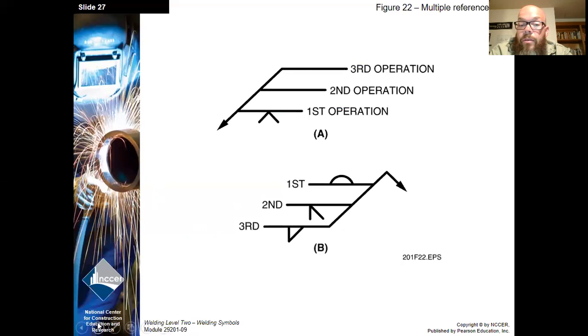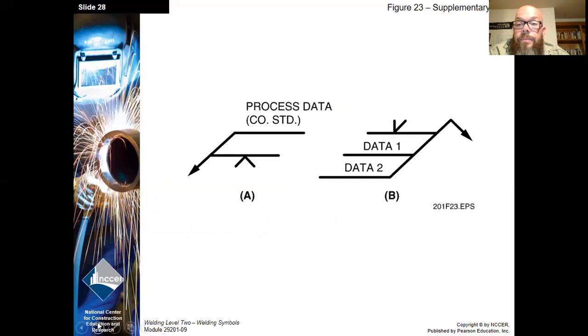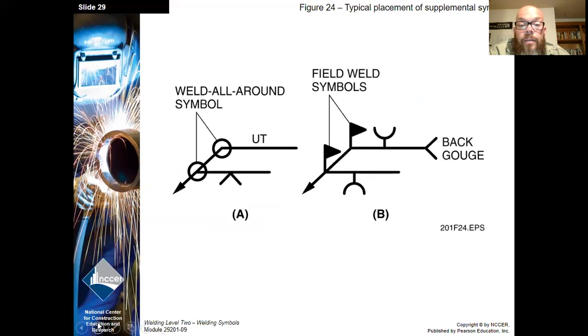Okay, and then when we look at weld symbols with multiple operations on the same joint, the reference line closest to the arrow is always the first operation, and then as it goes further out, subsequently first, second, third, and so on. Okay, again, here's another example of it. And again, another example.